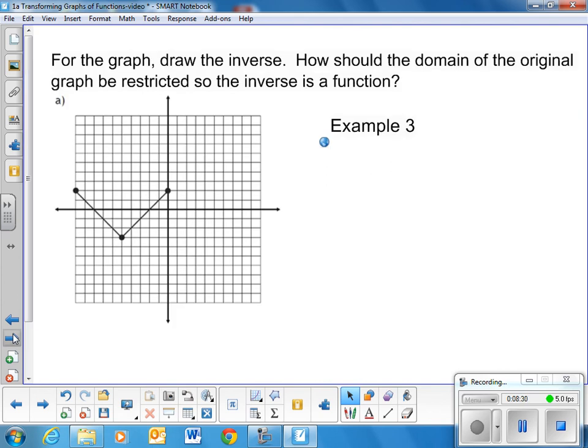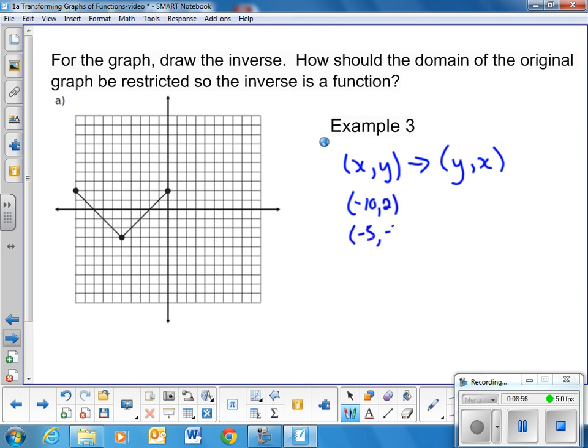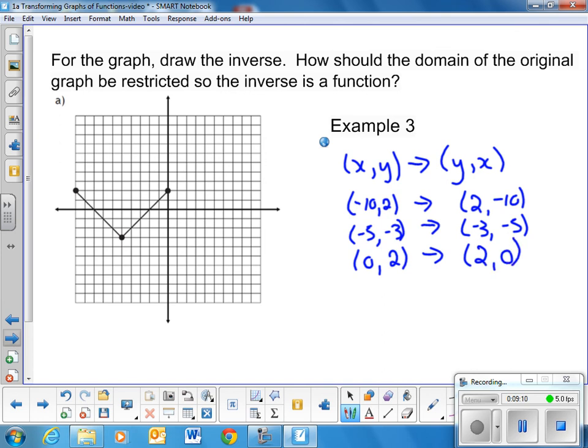So let's look at another example. For the graph, draw the inverse. And how should the domain of the original graph be restricted so the inverse is a function? So step 1 is drawing that inverse. Again, the mapping for an inverse exchanges the x and the y values. So key points for this graph are the points (-10, 2), (-5, -3), and (0, 2). When we take the inverse of those, we end up with (2, -10), (-3, -5), and (2, 0).